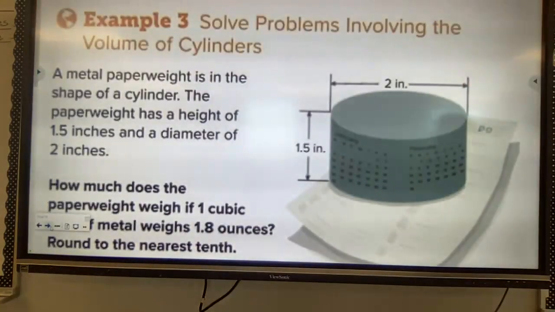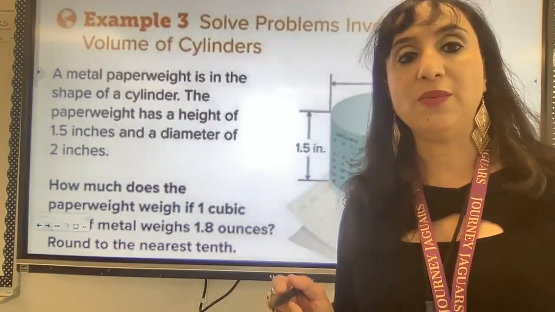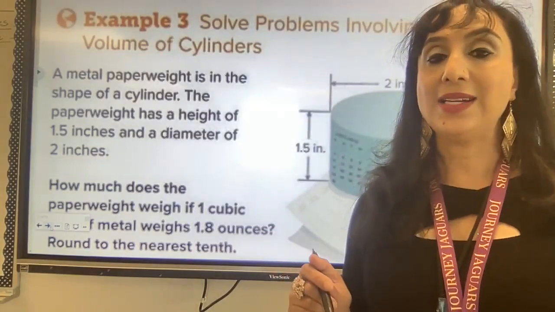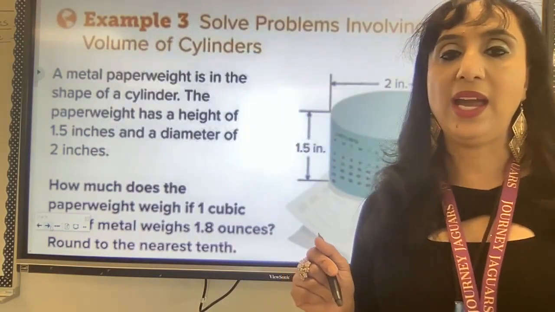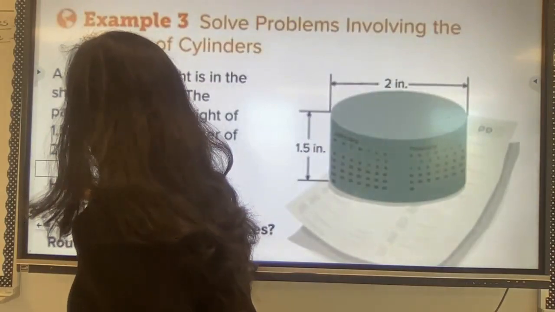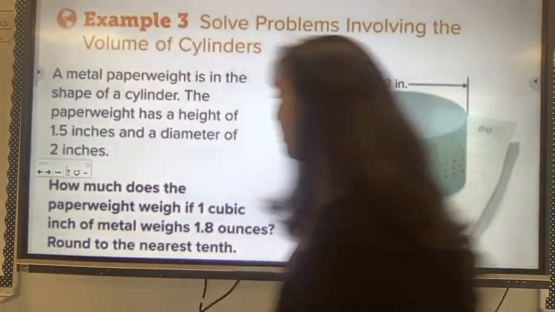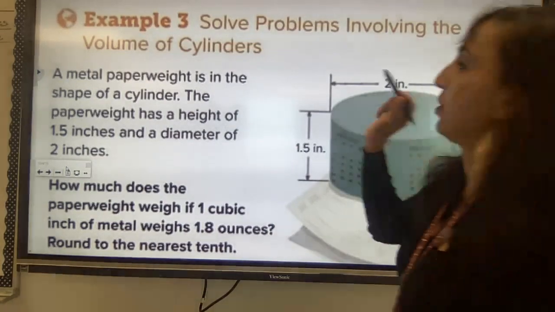So let's look at this question. A metal paperweight is in the shape of a cylinder. The paperweight has a height of 1 5/10 inches and a diameter of 2 inches. How much does it weigh if 1 cubic inch of metal weighs 1 8/10 ounces, and round to the nearest tenth?